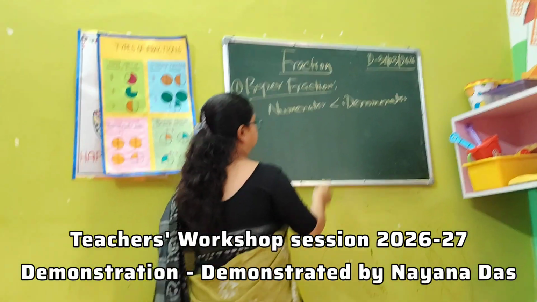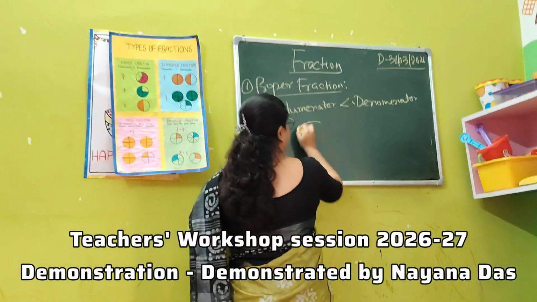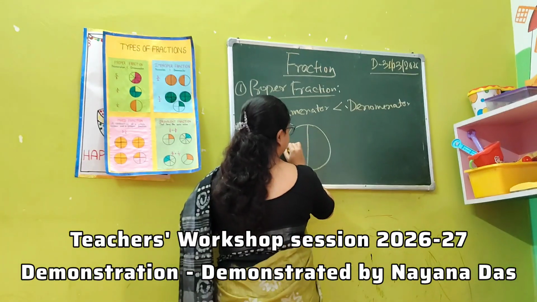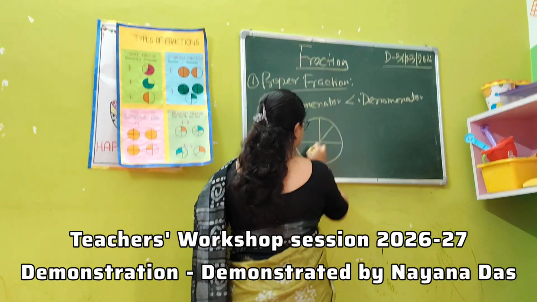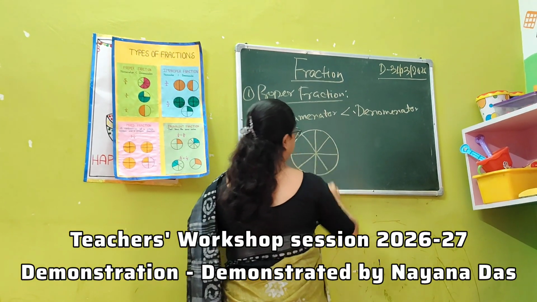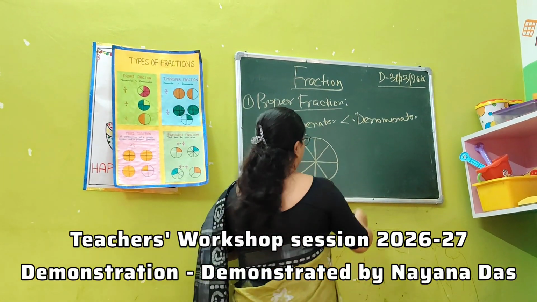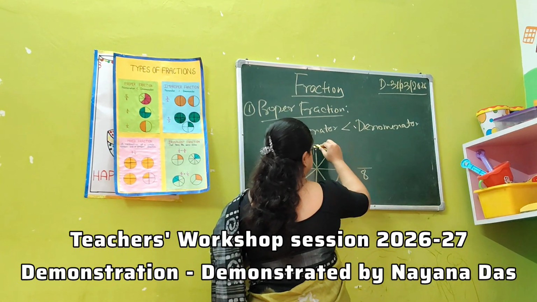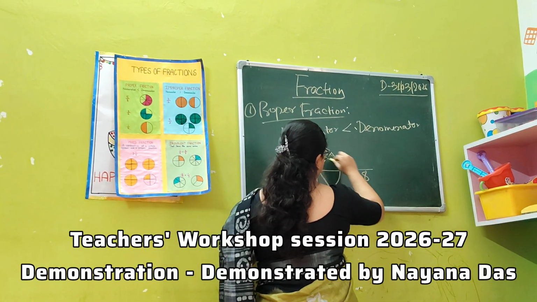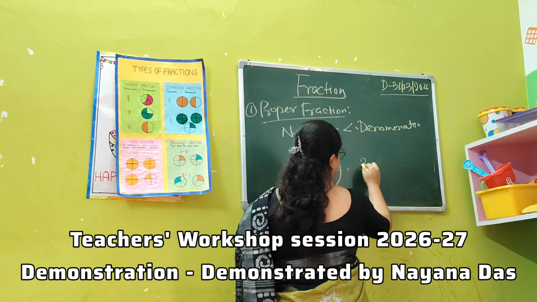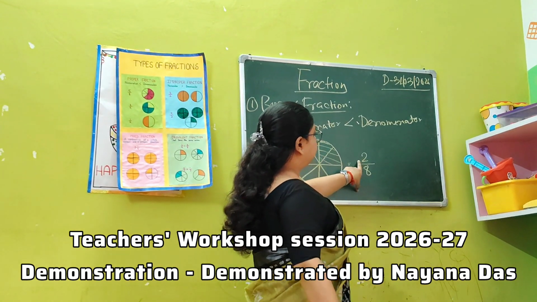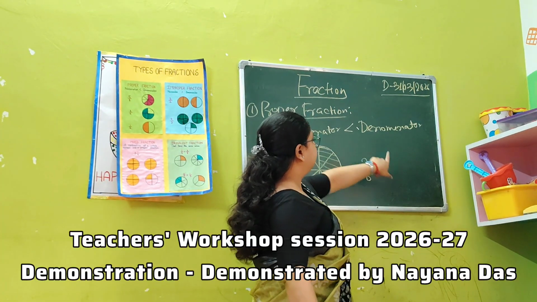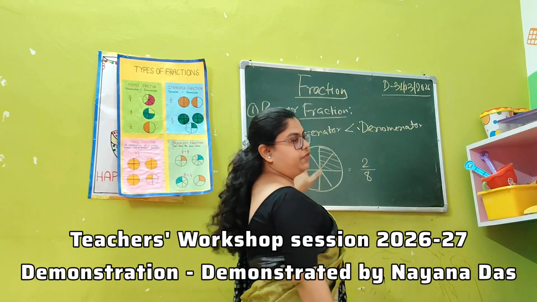I will give an example. If we consider a whole thing and divide it into 8 equal parts, and from here we are taking 2 parts, then 2 is the numerator and 8 is the denominator. Here 2 is less than 8. So it is a proper fraction.